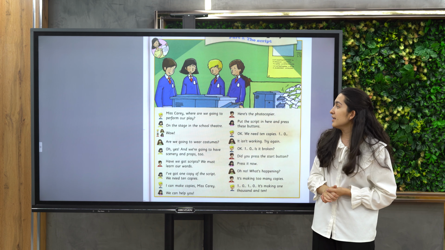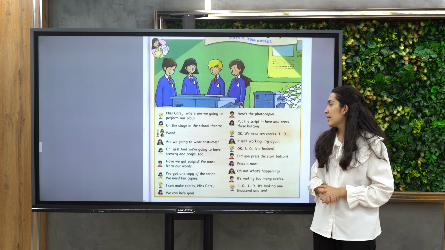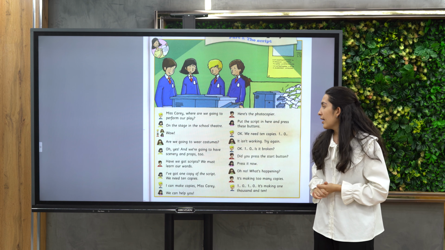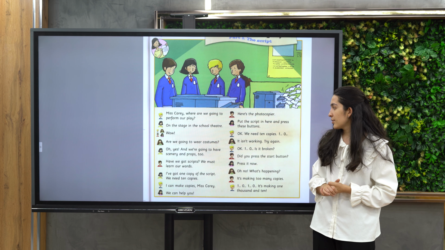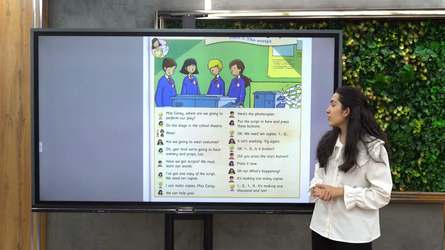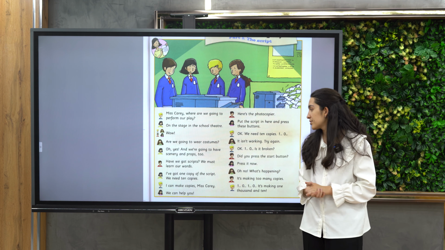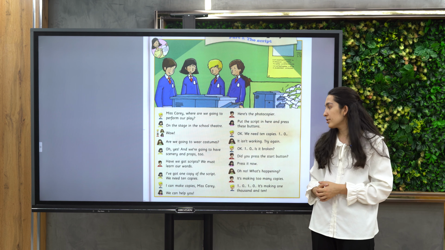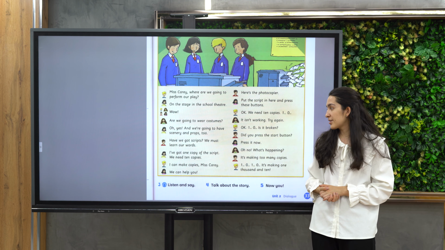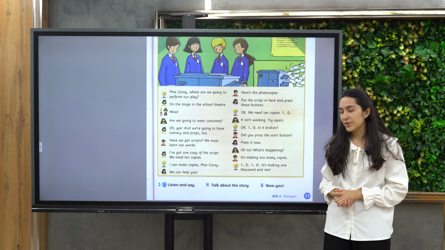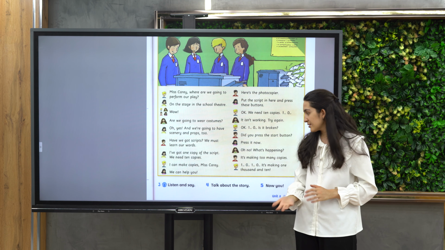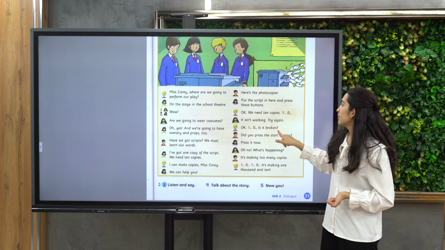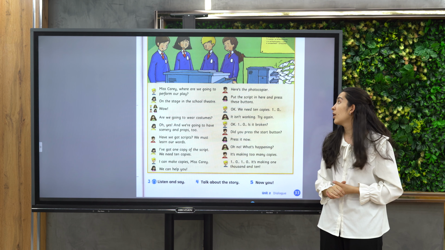So, Miss Carey, where are we going to perform our play? On the stage in the school theater. Wow! Are we going to wear costumes? Oh yes! And we are going to have scenery and props too. Have we got scripts? We must learn our words. I've got 1 copy of the script. We need 10 copies. I can make copies, Miss Carey. We can help you. Here is the photocopier.